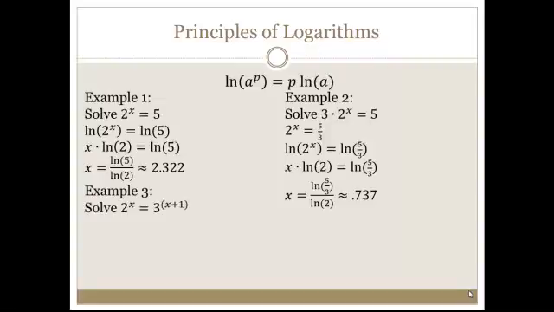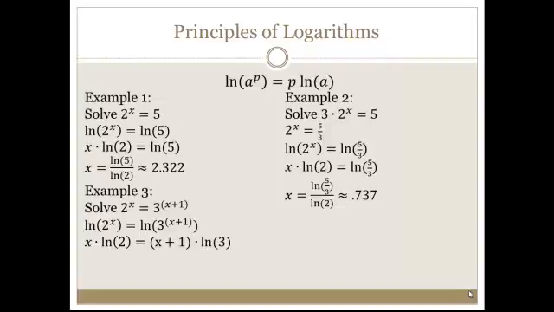In our third example, we'll look at what to do if we have our variable x in the exponent of both sides. Again, our only tool to get at the exponent is to take the natural log. Taking the natural log of both sides, we get natural log of 2 to the x equals natural log of 3 to the x plus 1. Using our property, the left-hand side simplifies to x times the natural log of 2, while the right-hand side simplifies to our exponent, x plus 1, times the natural log of 3.